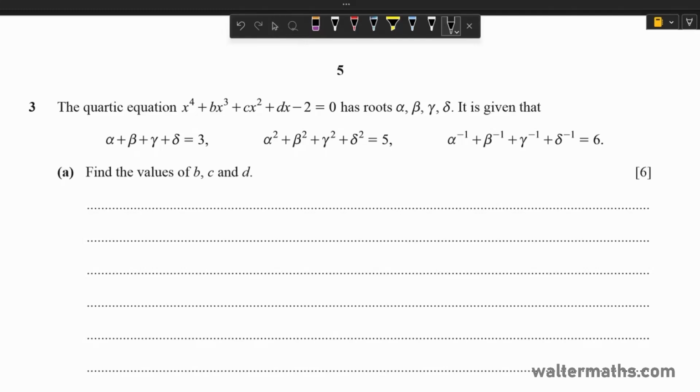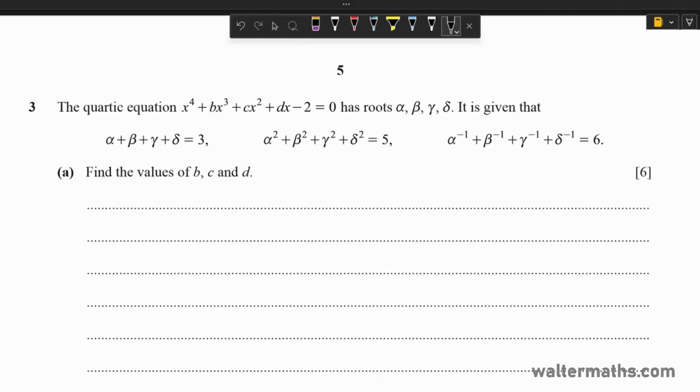On number 3, they say the quartic equation x to the 4 plus bx cubed plus cx squared plus dx minus 2 equal to 0 has roots alpha, beta, gamma, and delta. It is given that the sum of the roots is equal to 3, sum of squares of the roots is 5, and sum of these terms is equal to 6. So on part A, find the values of b, c, and d.